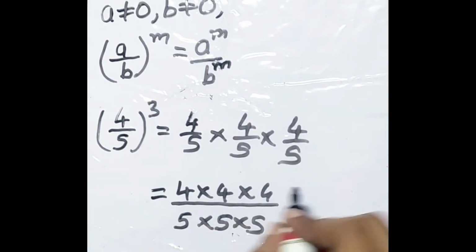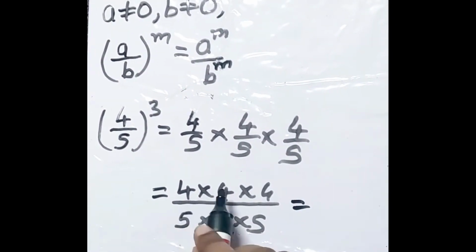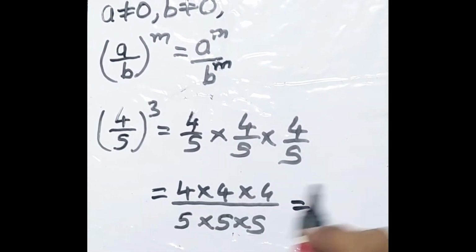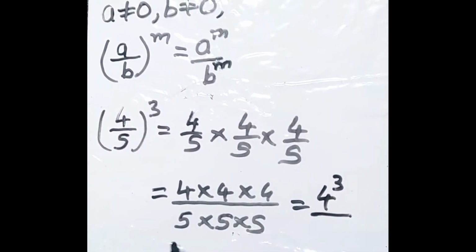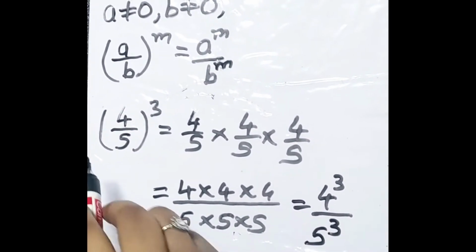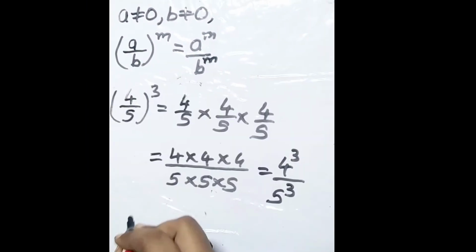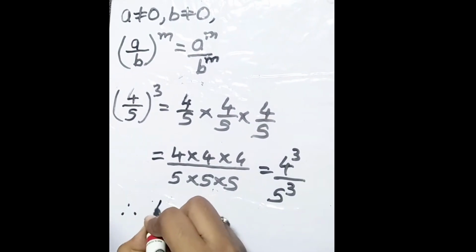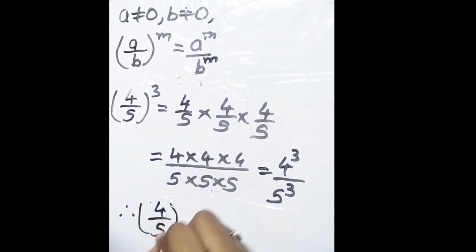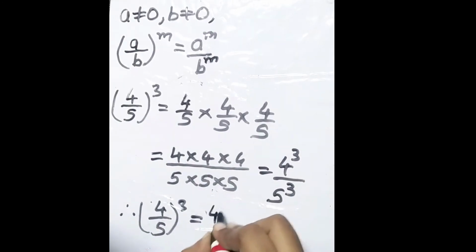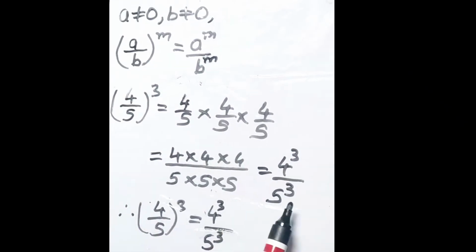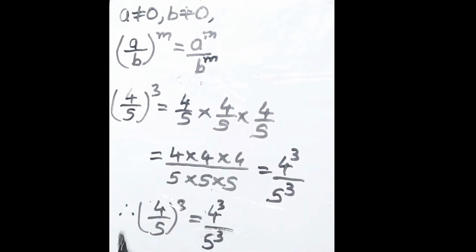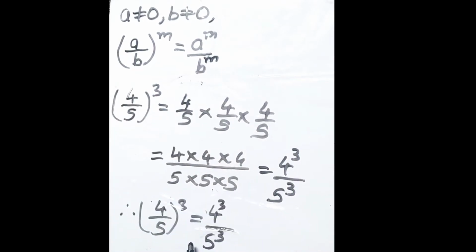How many times have we multiplied 4 in the numerator? In the numerator, 4 is taken 3 times, so 4 cube, and 5 is also taken 3 times, so 5 cube. Therefore, 4 upon 5 the whole cube equals 4 cube upon 5 cube. So instead of doing this calculation, you can directly use this formula and get this answer.